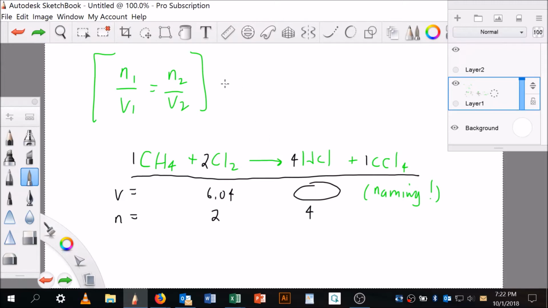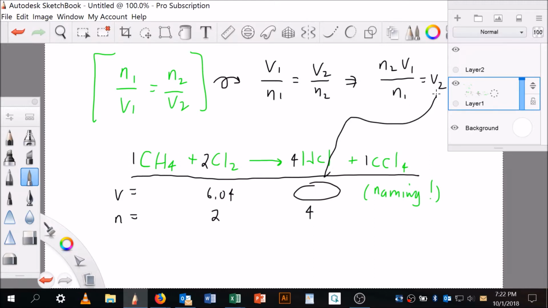I'm going to go ahead and flip it upside down. V1 over N1 is equal to V2 over N2. And therefore, N2 V1 over N1 is equal to V2, which is what I was being asked, right? V2 is, bam, agreed? So let's go ahead and fill these numbers in.